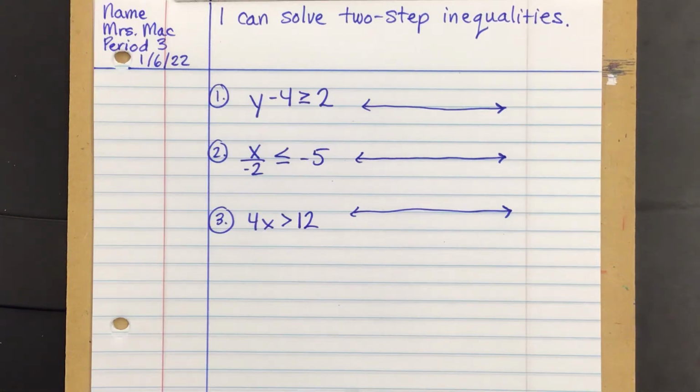Okay, we're just going to do some review. So go ahead and answer numbers 1 through 3 and graph them. And then check your answers in the original inequality and see if that shaded area that you shaded is correct.